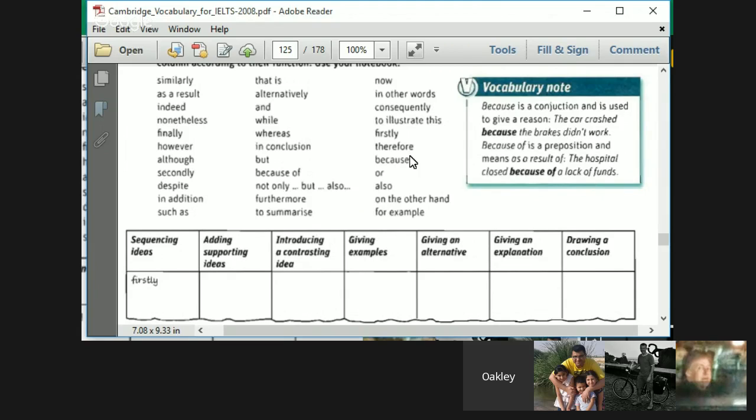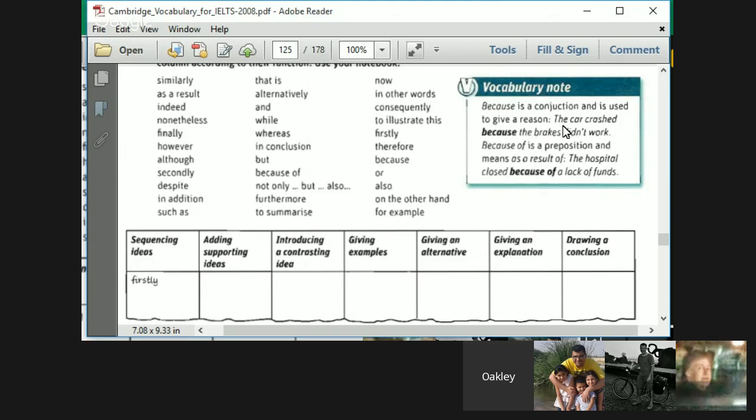Okay, you say this and this and this all adds up to therefore I come to this conclusion. Therefore, we can conclude that this is a common sentence or sentence phrasing. All right. Ken, because. Because, giving examples. Yeah. Oh, here we see up here. Vocabulary note. Because is a conjunction. It's used to give a reason.